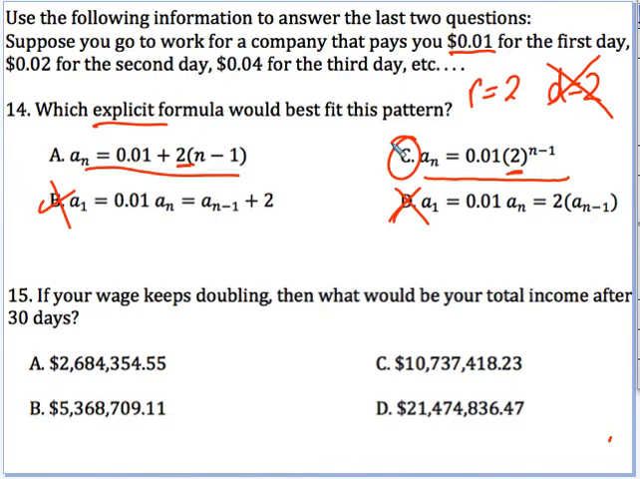And then for number 15, if your wage keeps doubling, then what would be your total income after 30 days? Okay, honestly, I have no idea. I did not calculate this out ahead of time. So do your sigma notation in your calculator. It would be n equals 1 here, 30 here, and then use your formula, the 0.01 times 2 raised to the n minus 1 power. Let me do that in my calculator super fast.